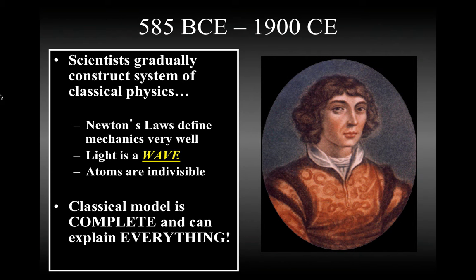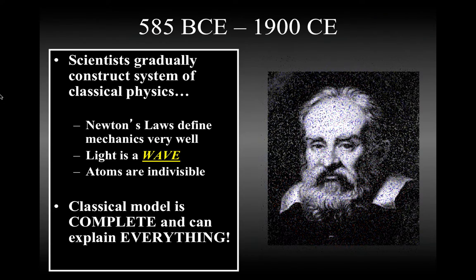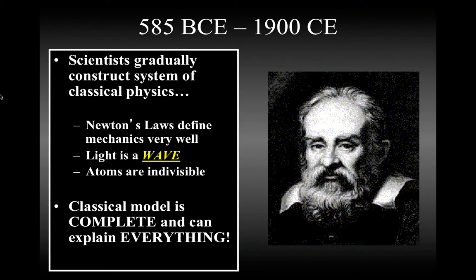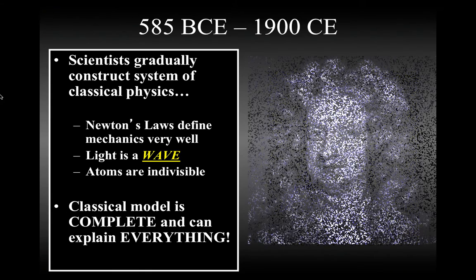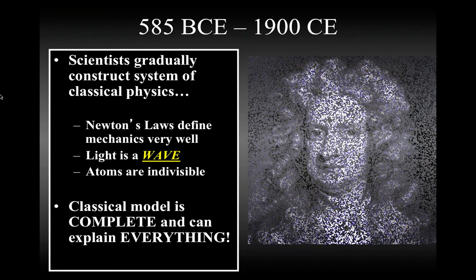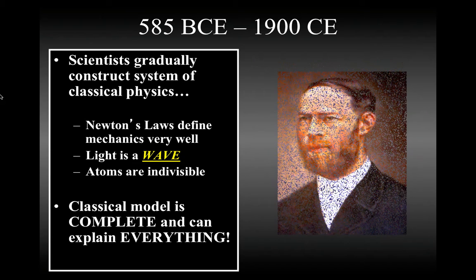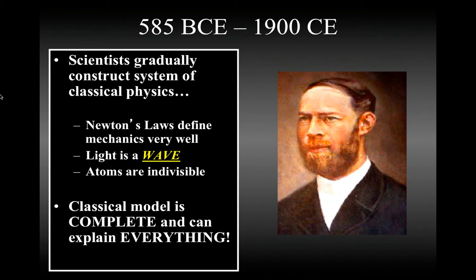Scientists gradually constructed a system of classical physics. We already talked about Newton's laws. We talked about Isaac Newton. We talked about the electromagnetic spectrum and looking at light as a wave. The classical model is complete at this point and can basically explain everything. And you see on here all of these different physicists that we have talked about this year. You saw Newton. In this particular topic of study, we are going to talk finally about Einstein.